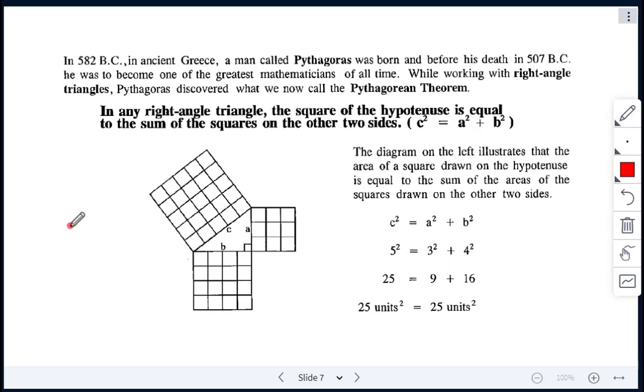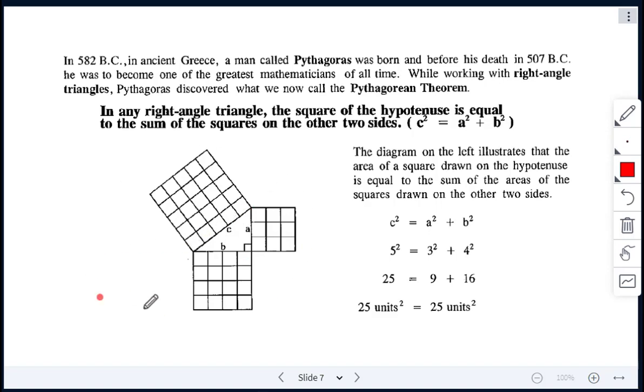All right, so the Pythagorean theorem is for right-angled triangles, and in any right-angled triangle, the square of the hypotenuse is equal to the sum of the squares of the other two sides. So a squared plus b squared is equal to c squared. C is the hypotenuse, and it's always the longest side. So again, find your right angle, and right opposite that is your hypotenuse.